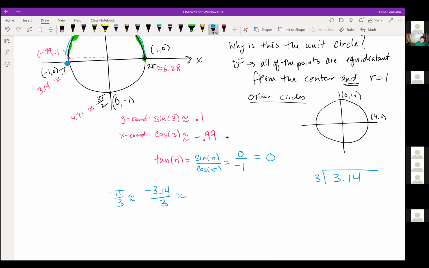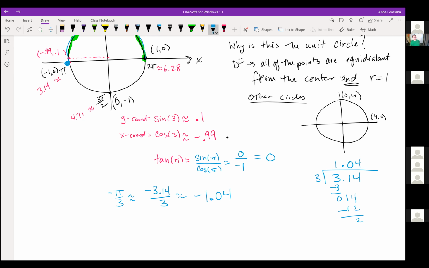3 into 3.14, this goes once. Bring down the 1, that's 0 times. And then bring down the 4. This goes in 12. I have a remainder, but I don't care so much about that. I'm just trying to get an approximate decimal. So this is approximately negative 1.04. That might be rounded.